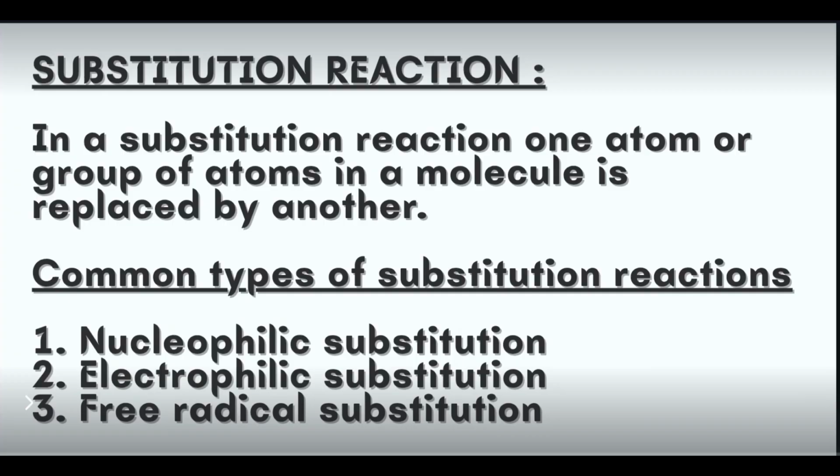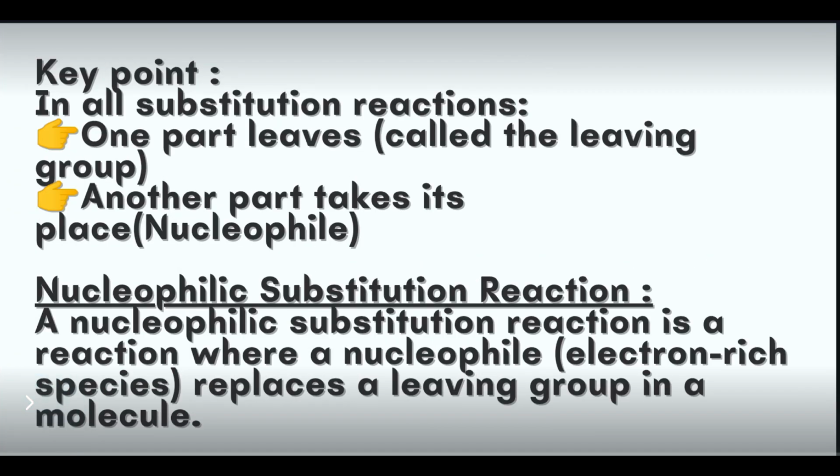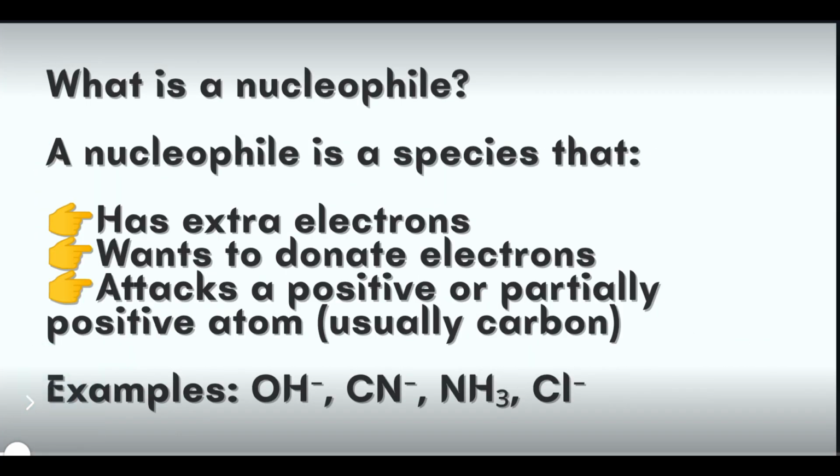Of these three types, we will learn what nucleophilic substitution is. In substitution reactions, the key point is that one part leaves, that is called the leaving group, and another part takes its place, that is called the nucleophile. A nucleophilic substitution reaction is a reaction where a nucleophile, that means an electron-rich species, replaces a leaving group in a molecule. So, we'll see what a nucleophile is.